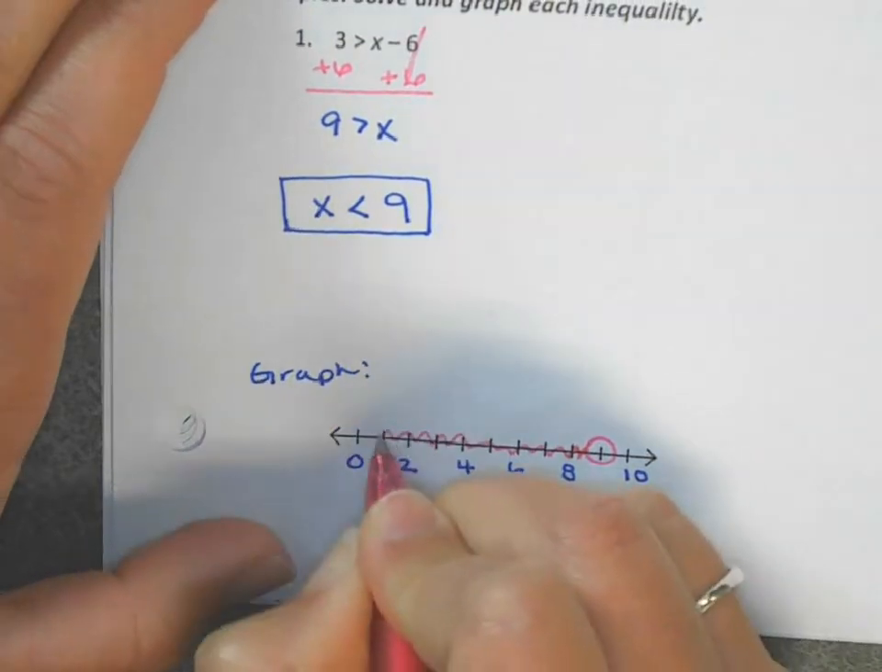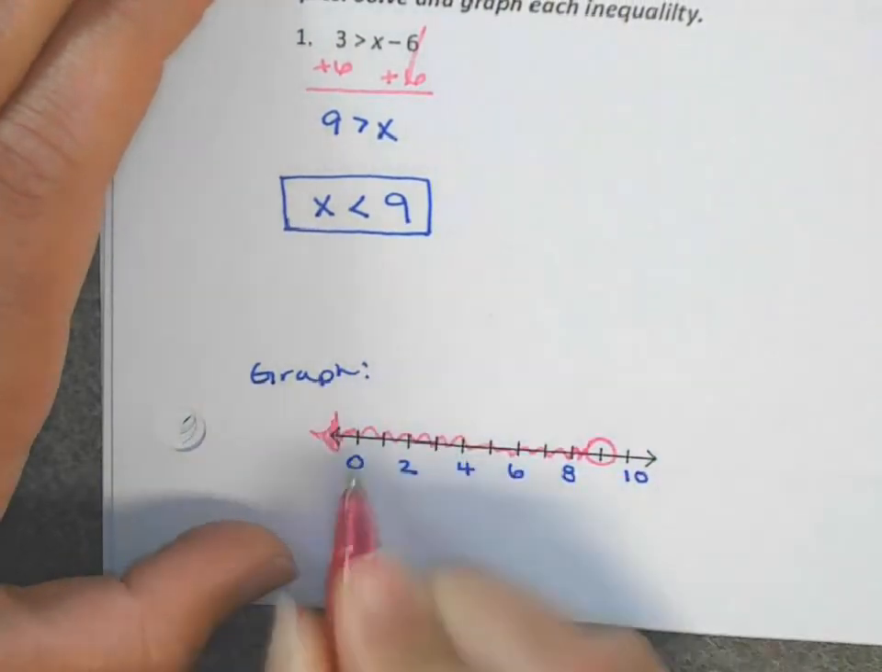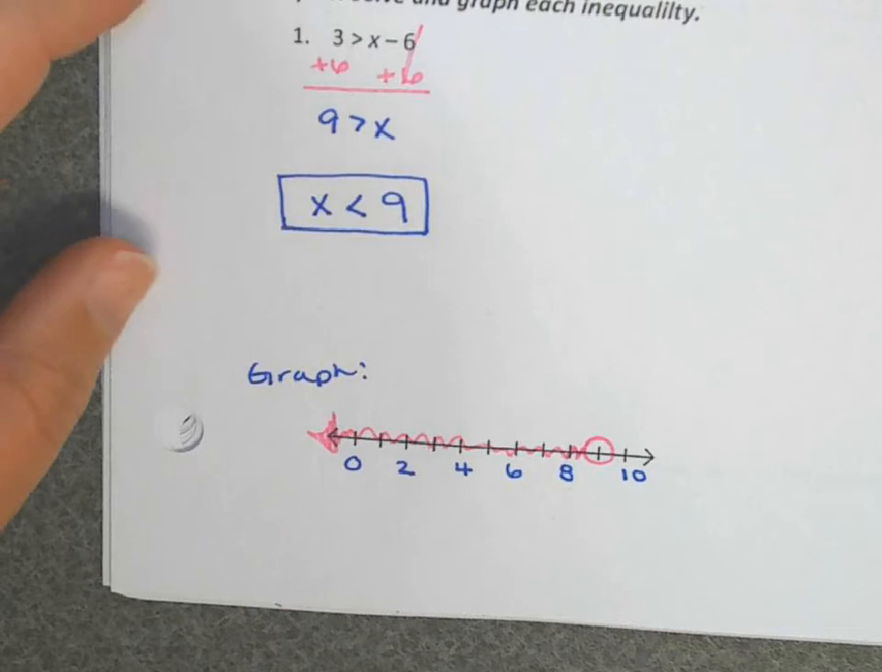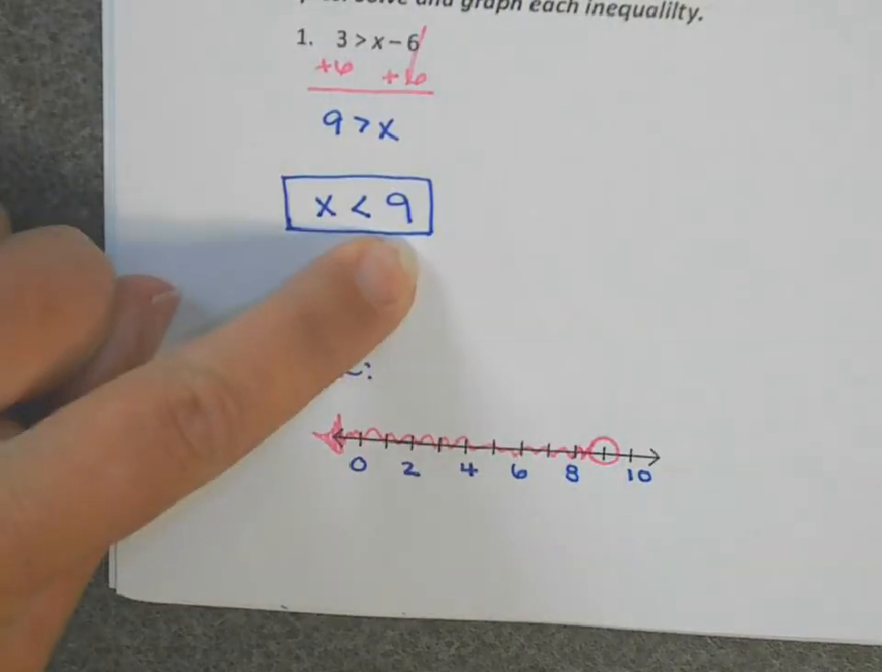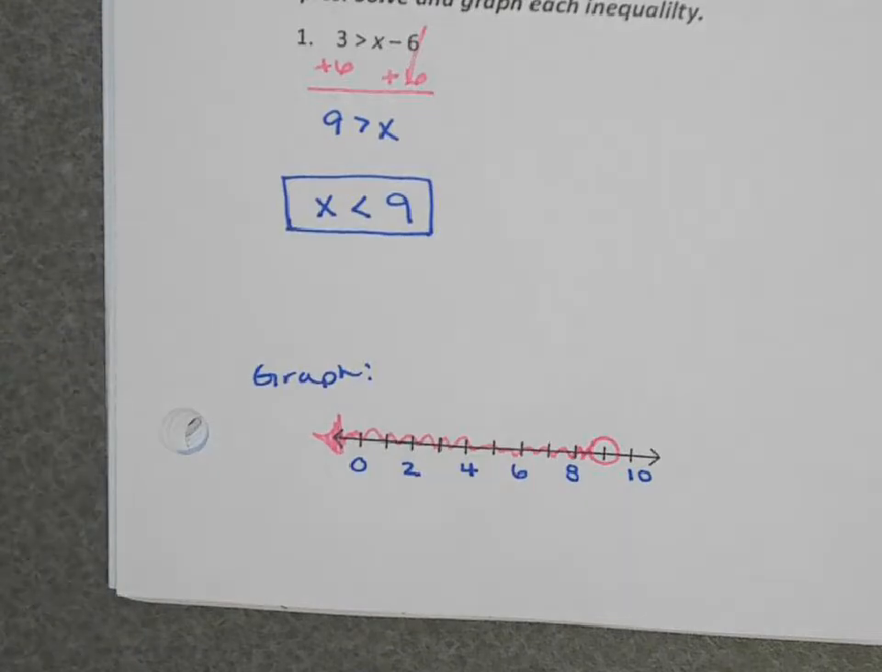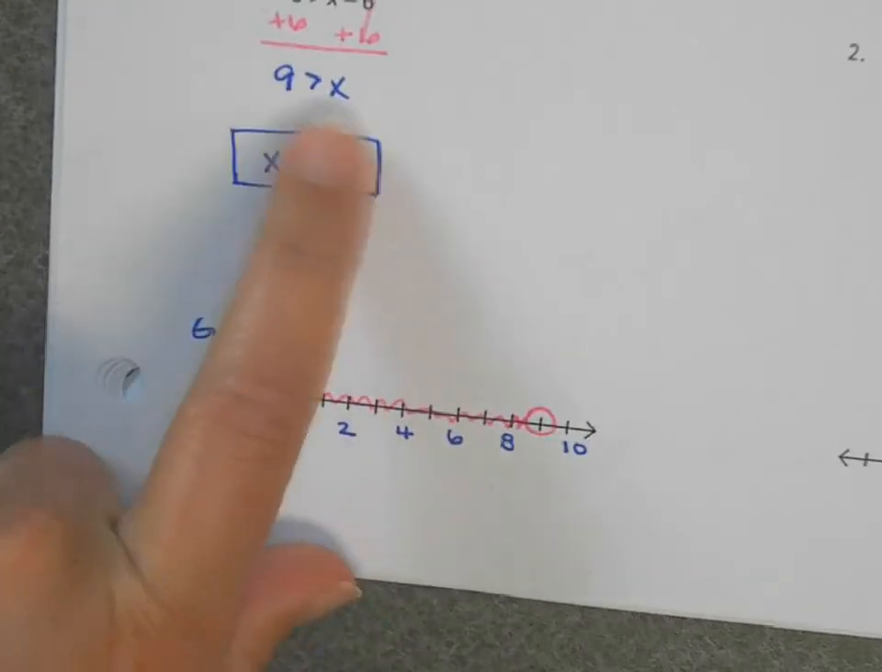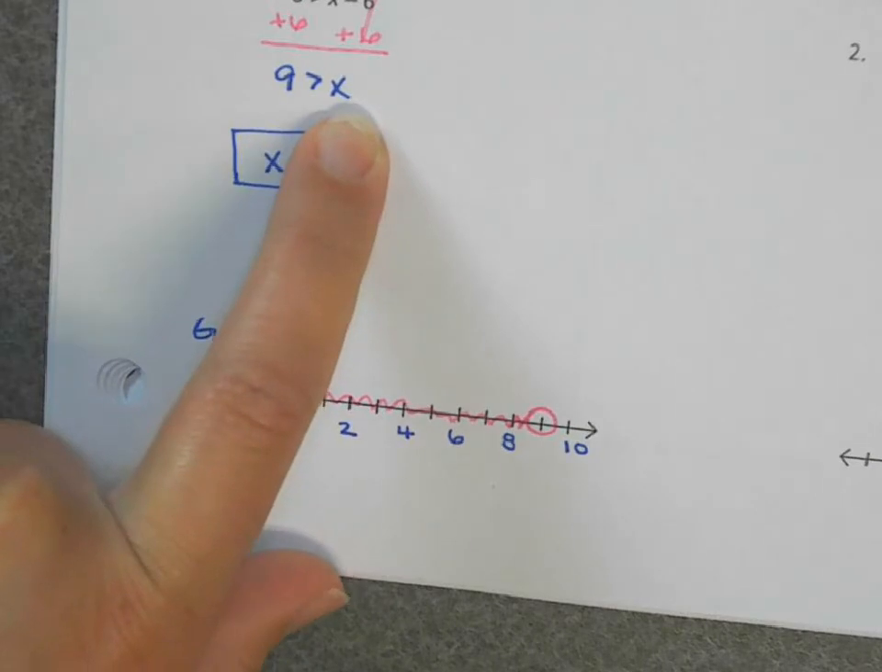And now let's test a number. 0's shaded, and that's an easy number to plug in. Is 0 less than 9? Yeah, cool. I shaded the right way. And even if you put it up here, is 9 bigger than 0? Yep. So I did it right.